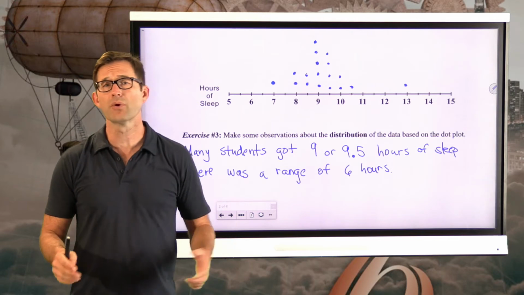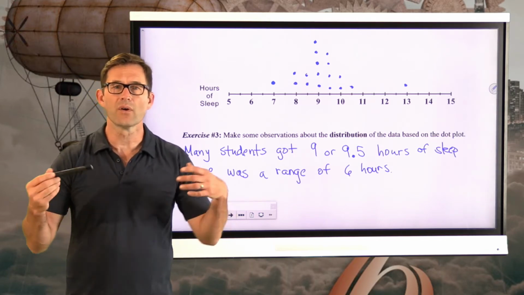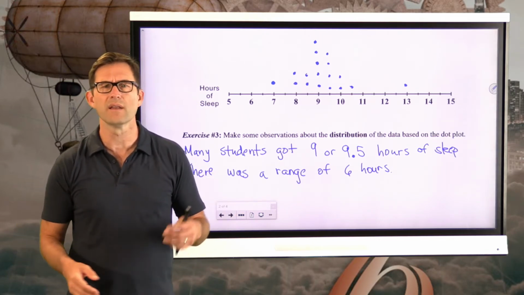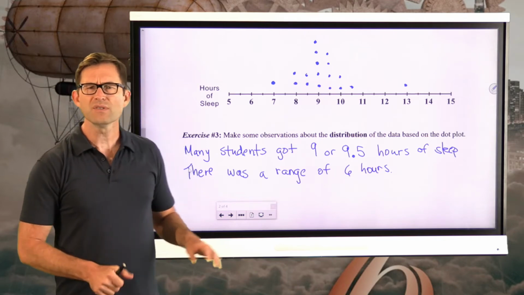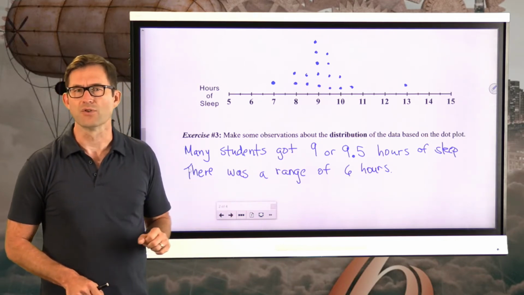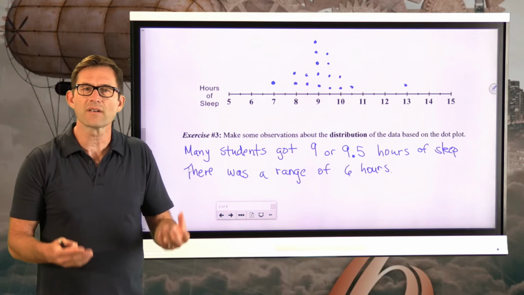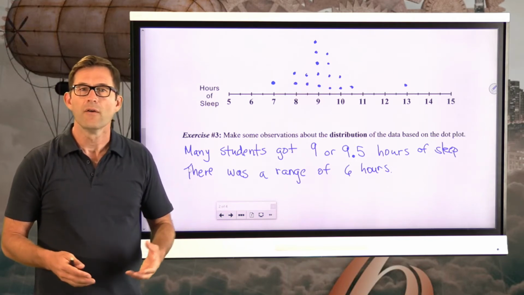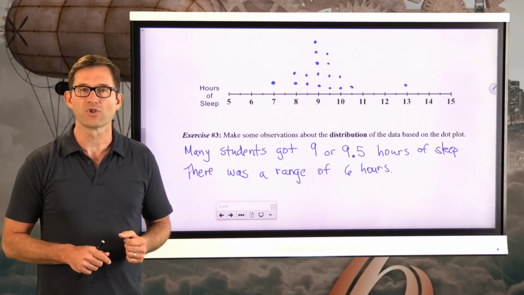I mean, we could get deeper into it, start to do some real calculations in terms of the median and the mean and whatnot, but just a few little observations based on this dot plot, just to start to get a feeling for what the answer to our statistical question is.